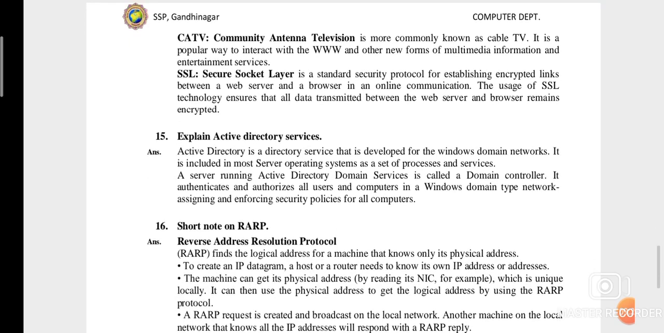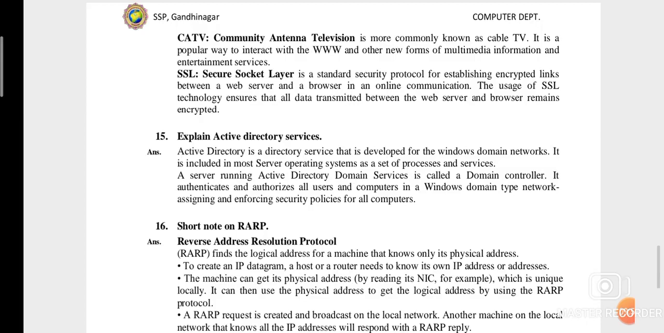CATV stands for Community Antenna Television. Community antenna television is more commonly known as cable TV. It is a popular way to interact with the WWW and other new forms of multimedia information and entertainment services.